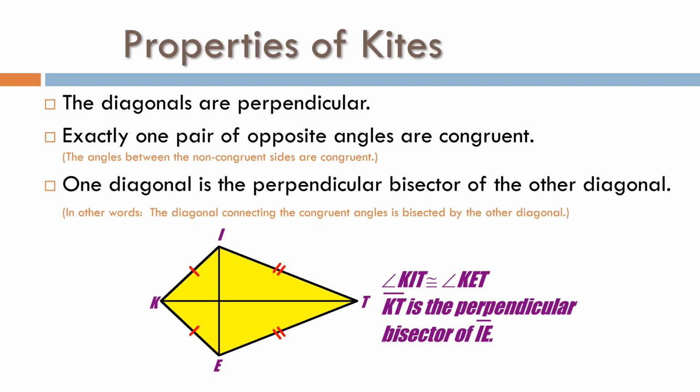Does angle T match angle K? No. Angle I does, however, match angle E. You can fold that kite in half, top to bottom, and it will match. If I fold it left to right, it ain't gonna match.